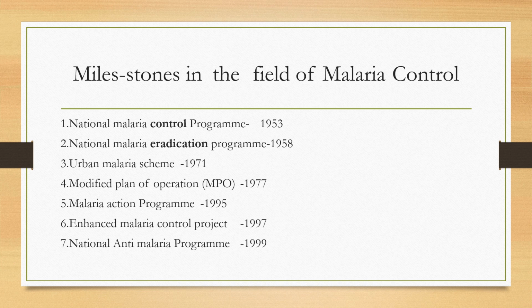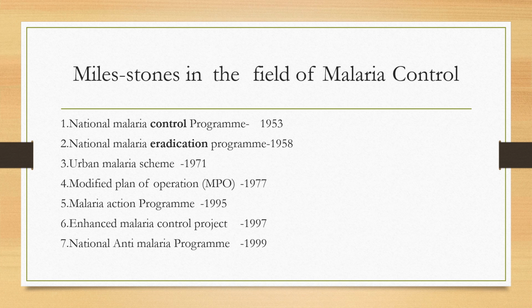If you remember, the life expectancy at independence was on an average only 30 to 35 years, and that was largely attributed to the deaths in millions happening due to malaria. So, in 1953, the government of India launched the National Malaria Control Program. Remember the word control.